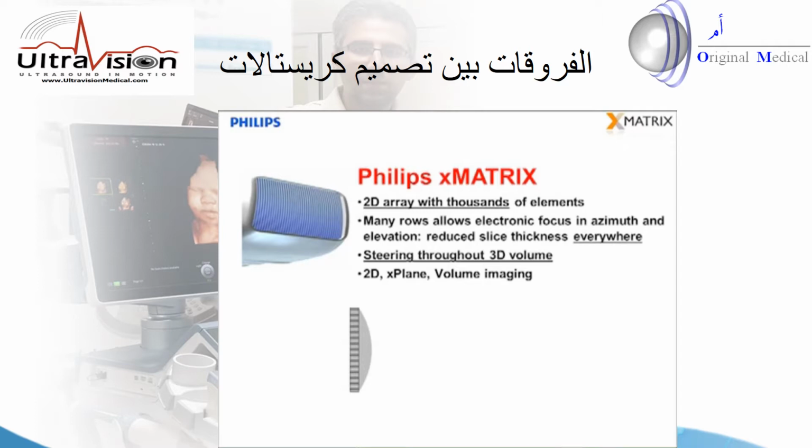In an X-matrix array, the elevation dimension is separated into elements in the same way that it is in azimuth, with many rows. Having many rows with independent delay control provides the same degree of electronic control of the acoustic beam in elevation as there is in azimuth. We can focus the beam over a much larger focal length, resulting in good slice thickness everywhere. We can also use this electronic control of elevation to steer the acoustic beam throughout the entire three-dimensional field of view. This provides novel modes such as X-plane, with two planes displayed simultaneously in real time, as well as 3D.